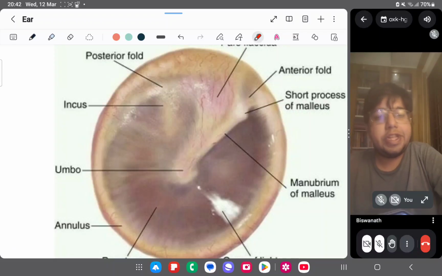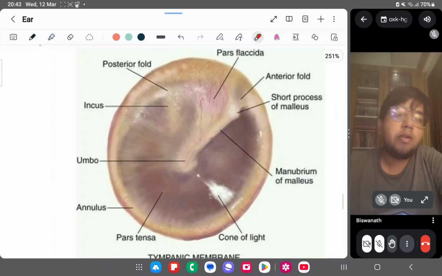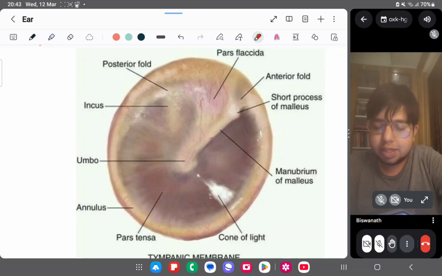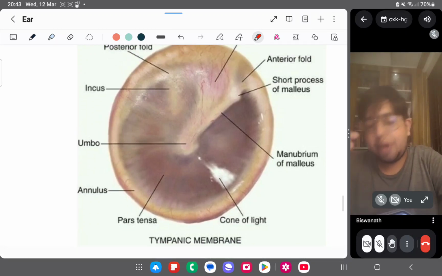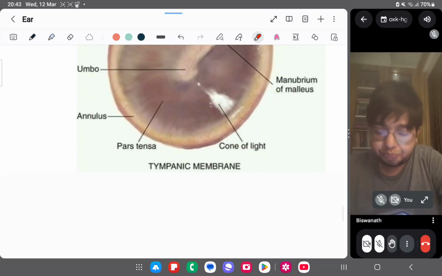So if these things are clear, then we can see another diagram also, the same thing, but we can appreciate it more. Okay, if this diagram is done, let me bring you another diagram.